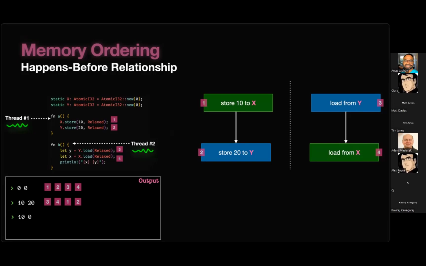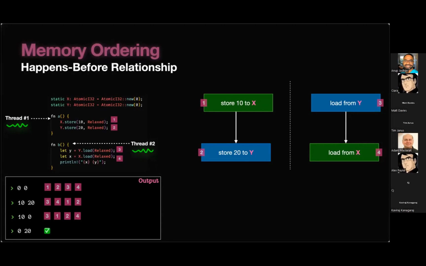It's easy to see how the output can be 10-0. One way this can happen is if the operations run in this specific order. Do you think this output is possible? It's a trick question. The answer is yes.